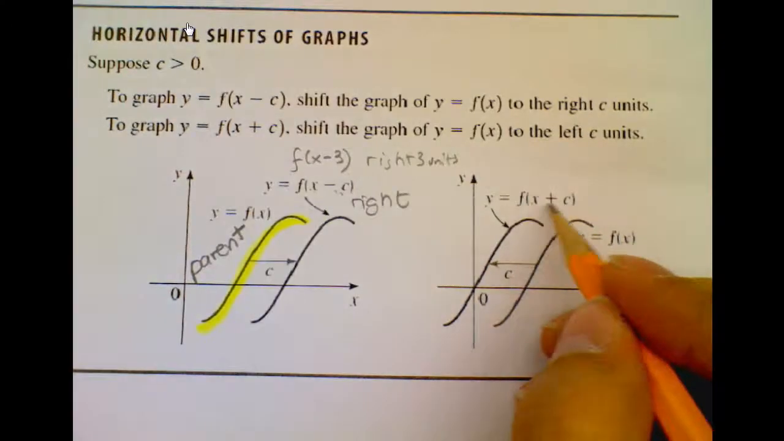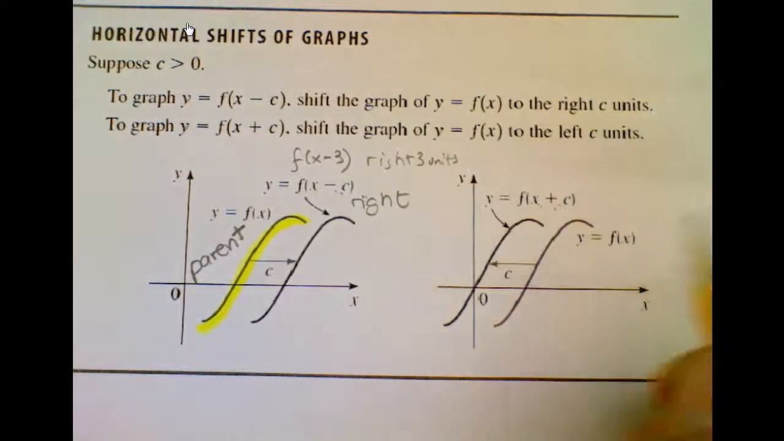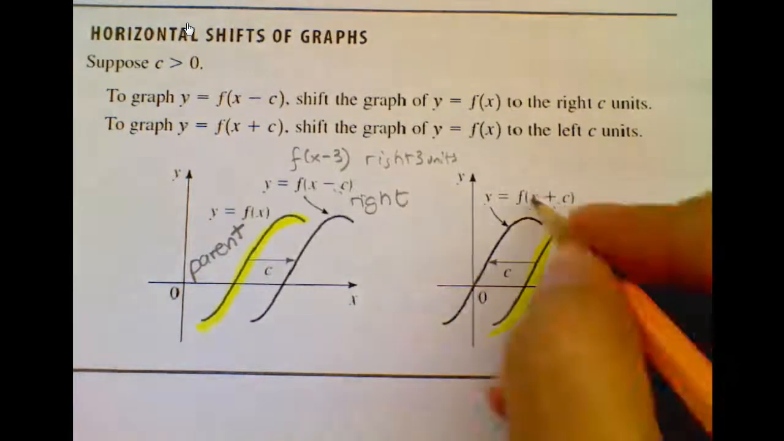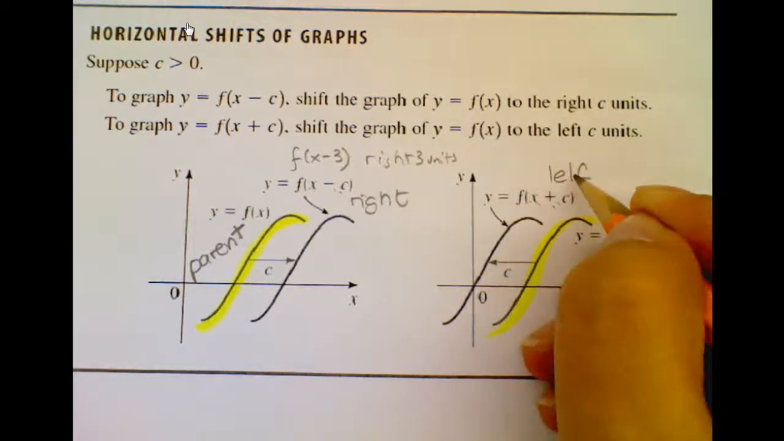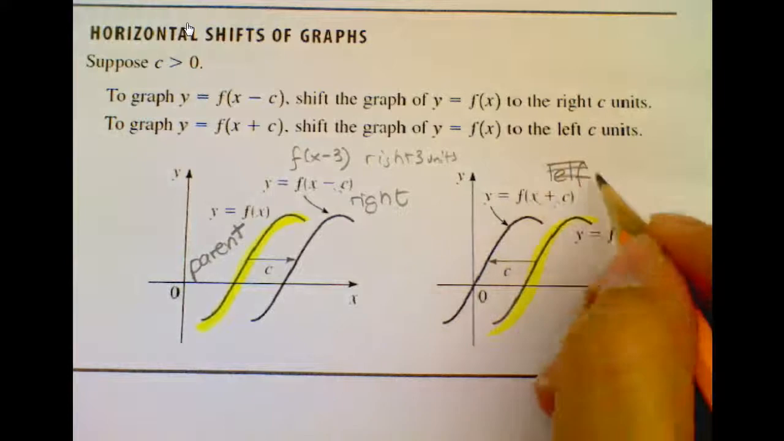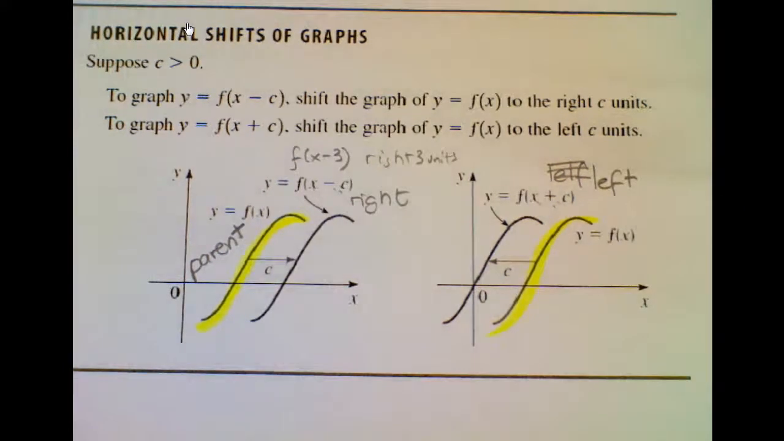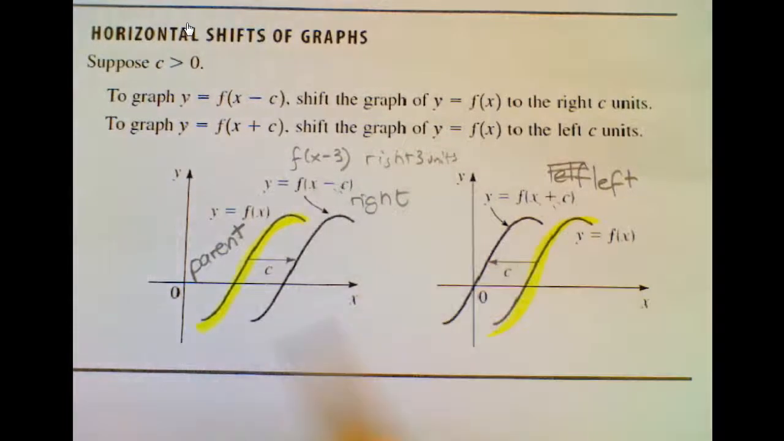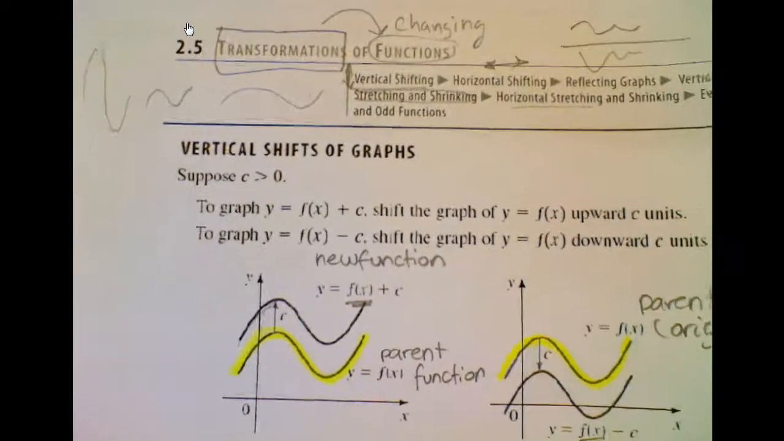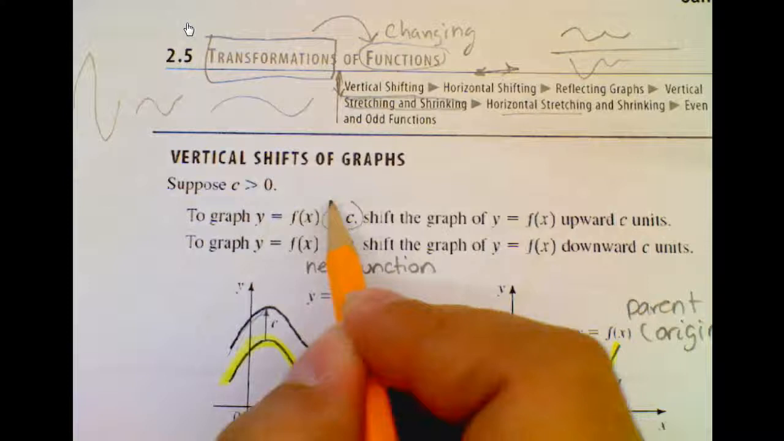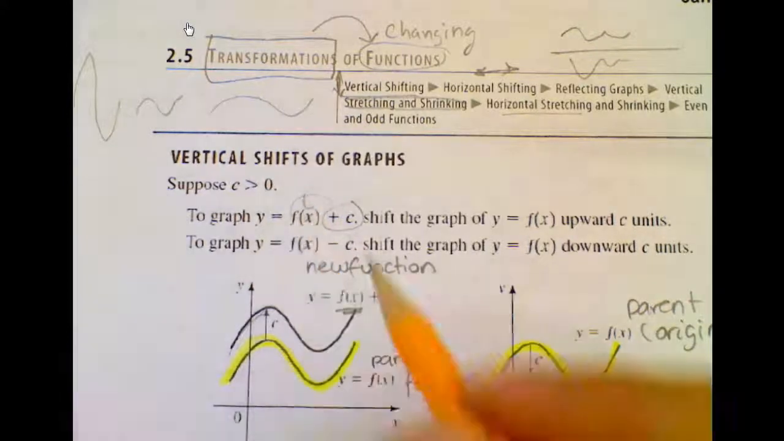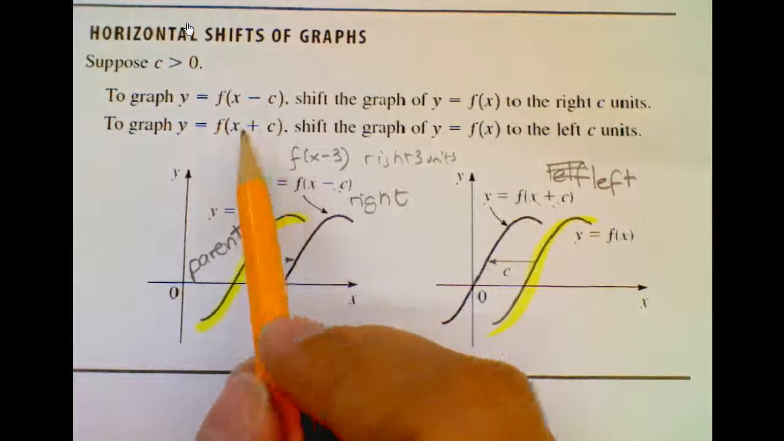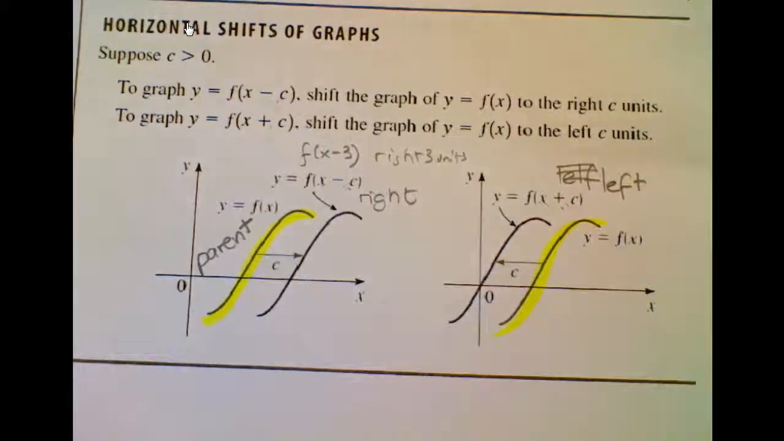And then if you see a number adding to the x, then that means that my parent function that was originally here has moved left. Oh, I'm misspelling left. It's kind of embarrassing. Left, that many number of units. Now you can see, compared to the vertical shift, the plus c appeared outside the function. In here, the plus c and minus c are inside the function.